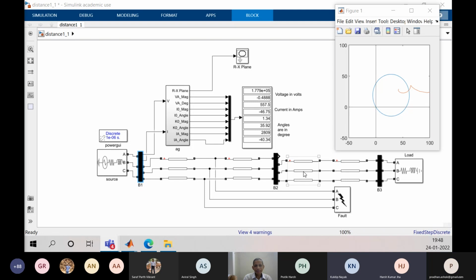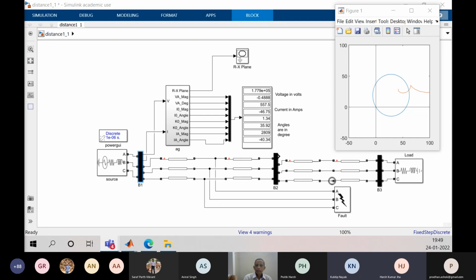So it will find whether the fault is in zone 1 or outside of zone 1. As we know, 80% is the zone 1 setting. So this is a 60 kilometer and this is a 40 kilometer line. When we create a fault here, it will be inside zone 1, and this is 10 kilometers. If we create a fault here, this will be outside of zone 1.